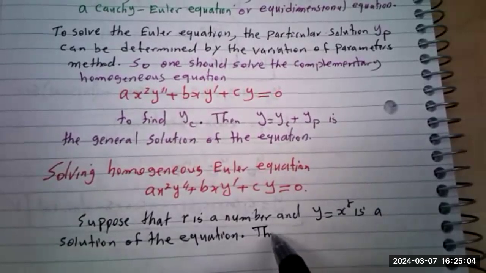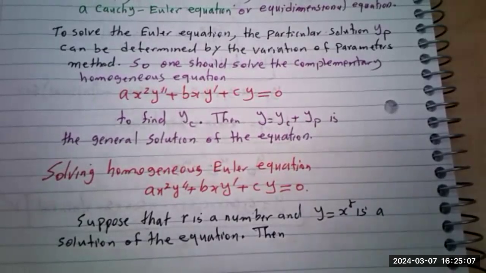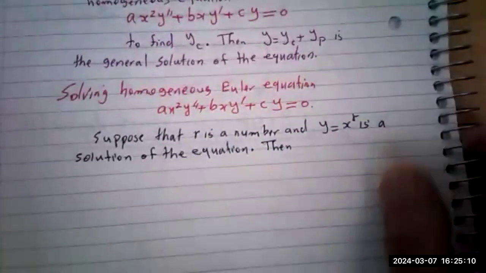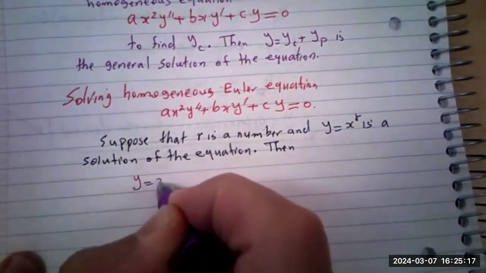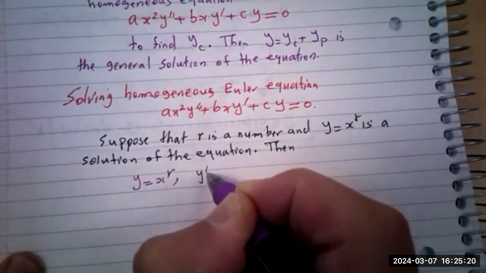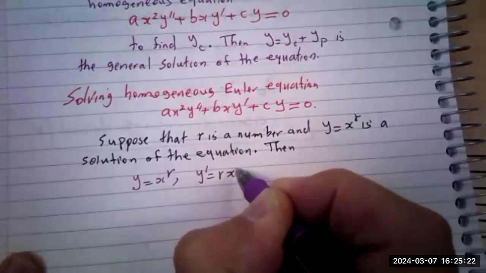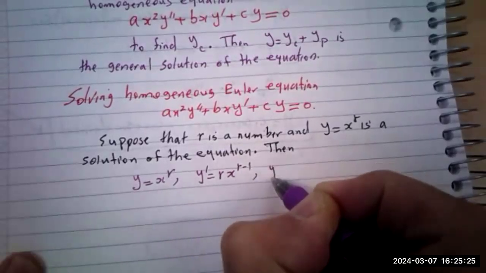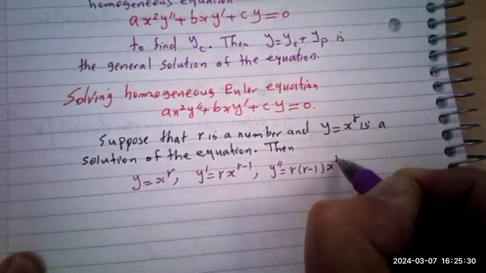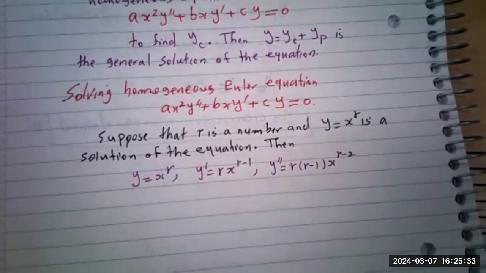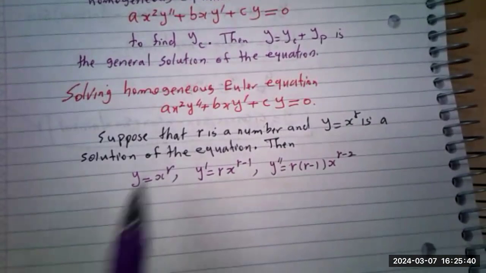Then get the derivative of this function. Drop it into the equation. There you go. Find the derivative. So y is x to the r. So y prime would be r x to the r minus 1. Y double prime would be r times r minus 1 x to the r minus 2. So all the derivatives that we have. If this is supposed to be the solution of the equation, it must satisfy it. Drop them into this equation.